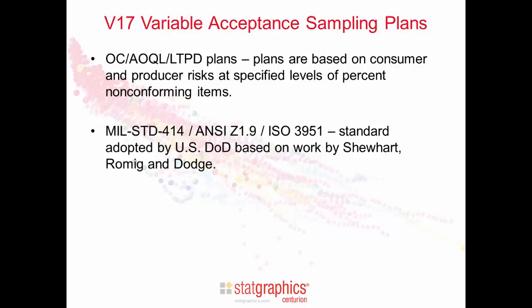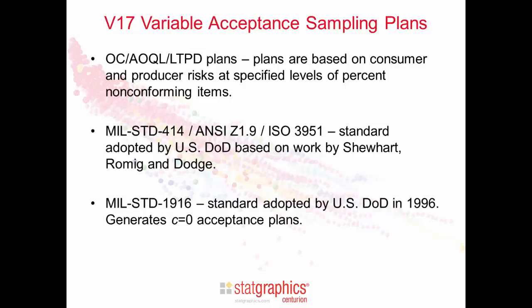Finally, version 17 also implements Military Standard 1916, which was a standard adopted by the U.S. DoD in 1996. It generates C equals zero acceptance sampling plans, requiring all sampled items to be within the specification limits.